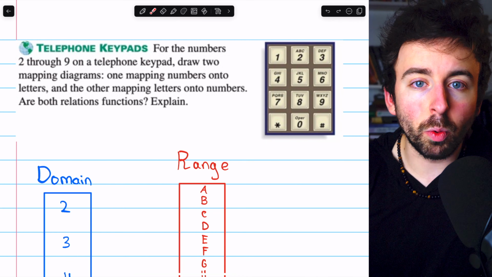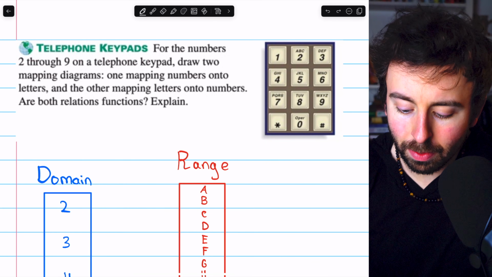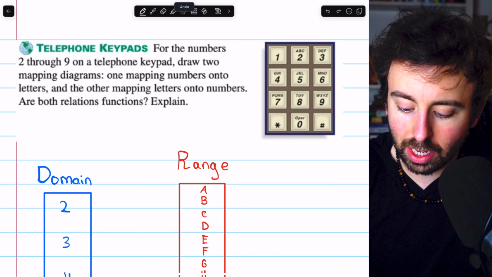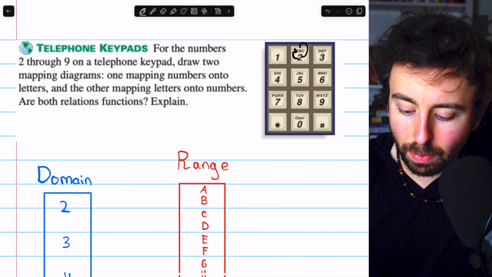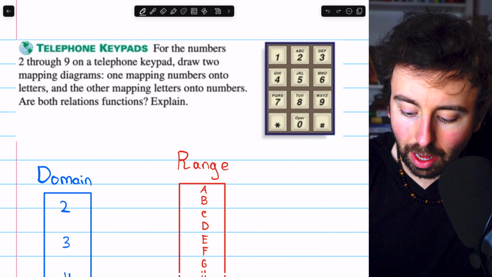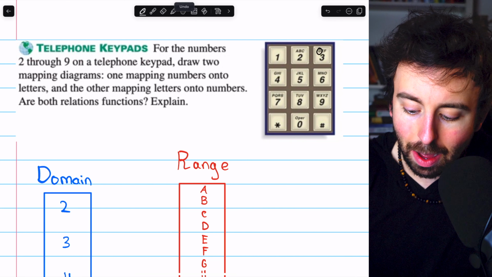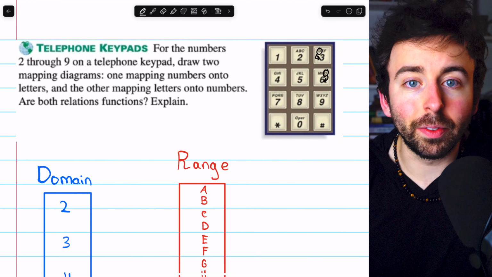Just to make sure it's clear what we mean, if we're mapping numbers to letters, for example, the number 2, looking over here in the picture, the number 2 would map to A, and to B, and to C. And if we're mapping letters to numbers, for example, D would map to 3, and O would map to 6, just for a couple of examples.